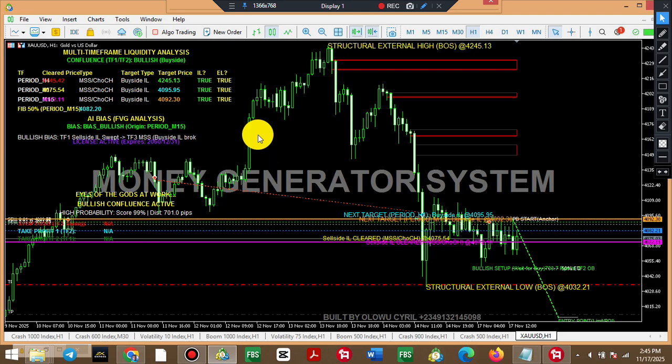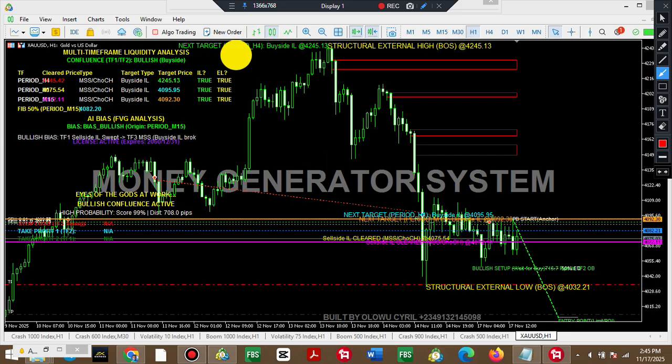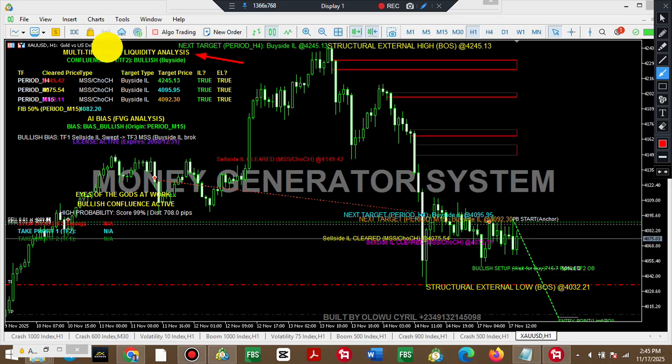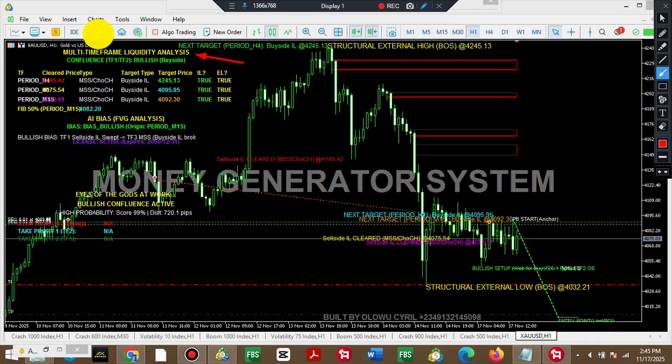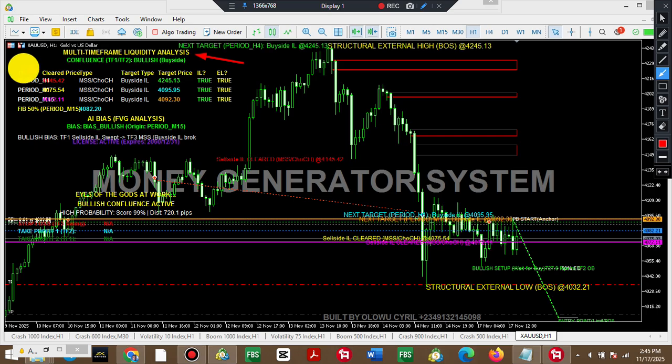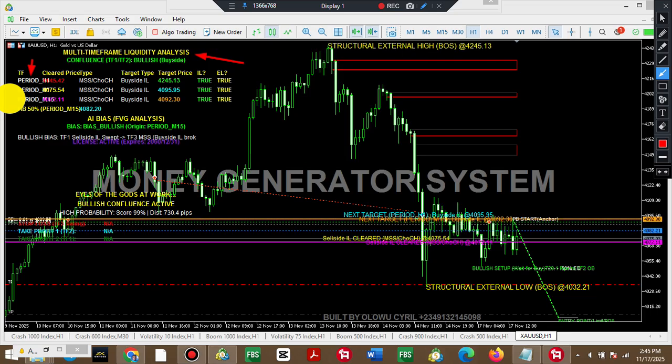Now, when you look at the top of these charts, you see it says multi-time frame liquidity analysis. On default, we are using 3 different time frames, which are H4, H1, and then M15, right? So these are the time frames I'm currently using. That is on default.